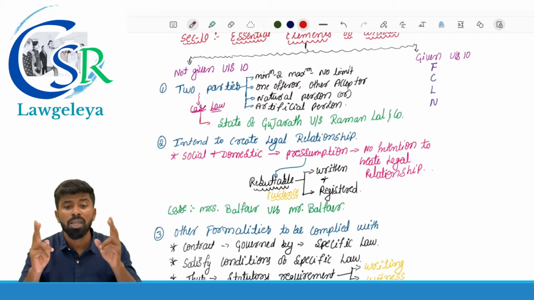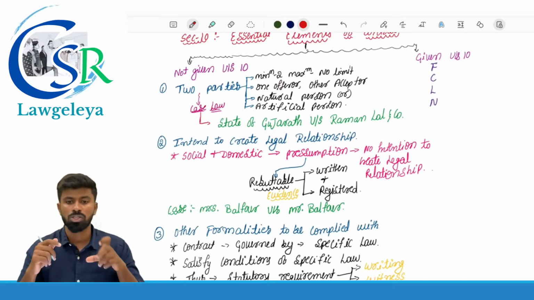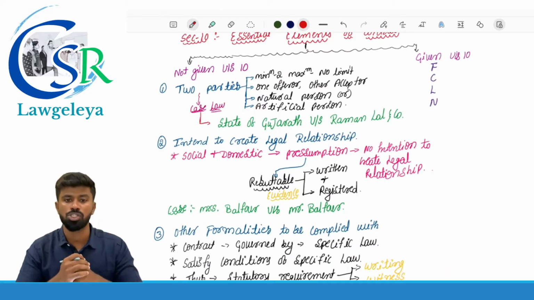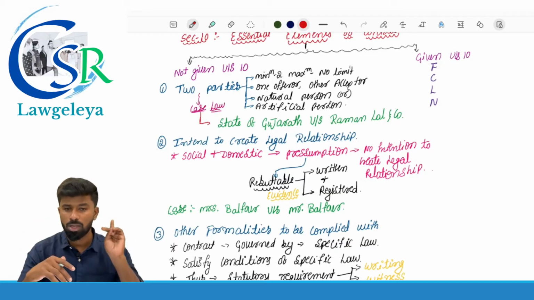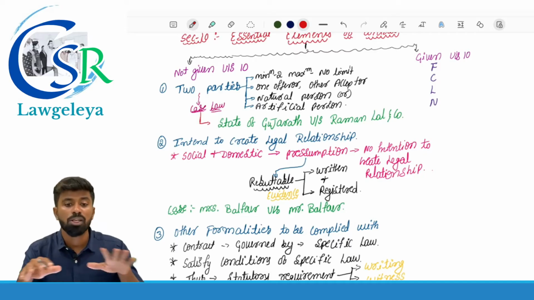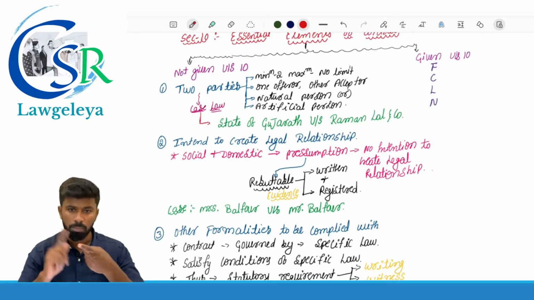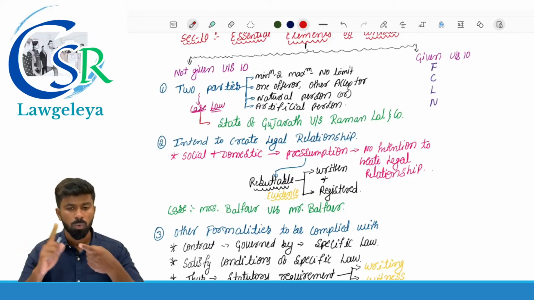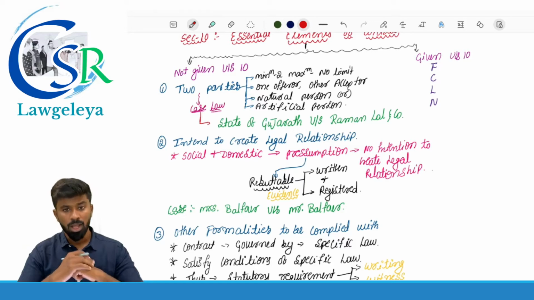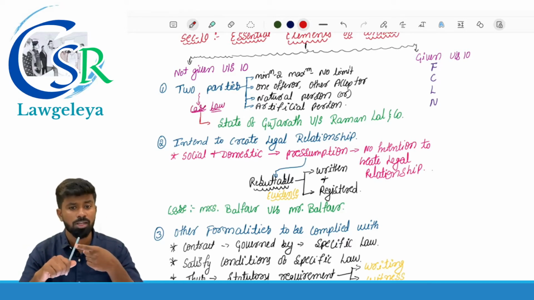Two parties, minimum two parties. If they ask a question with respect to the first essential, you just have to mention that in every contract. There must be minimum how many parties? Two parties, and maximum there is no limit. Remember this keyword: minimum two, maximum no limit. Out of those two parties, one is the offerer, the other person is the acceptor.